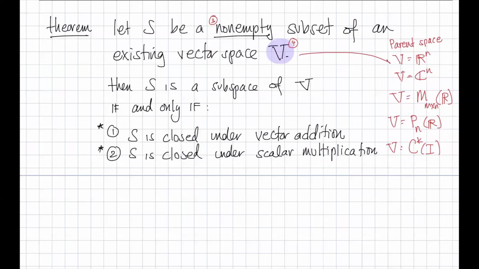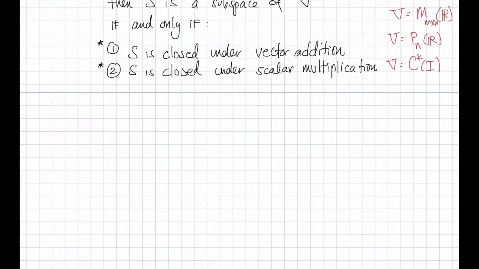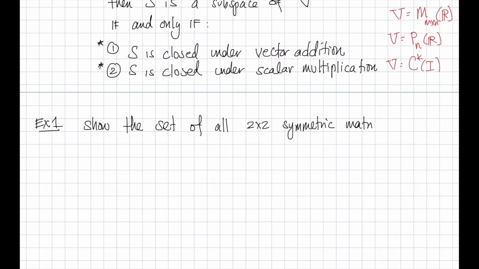Okay. So let's see here. Example 1. Show the set of all 2 by 2 symmetric matrices with real entries is a vector space.